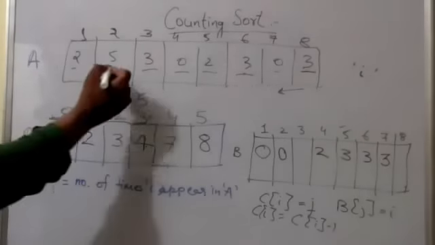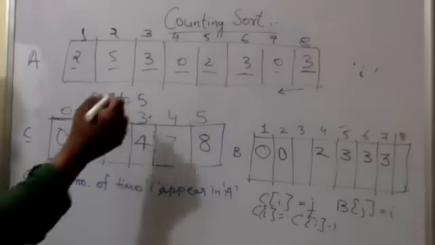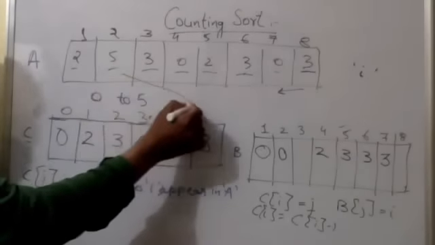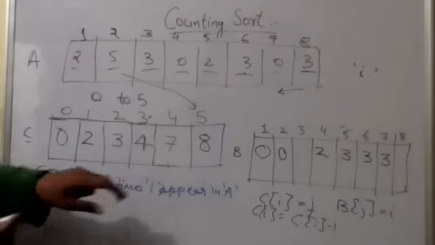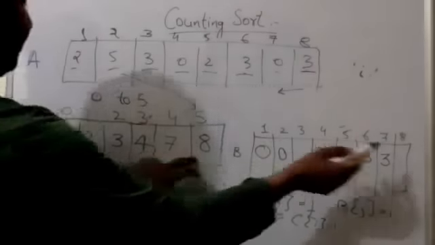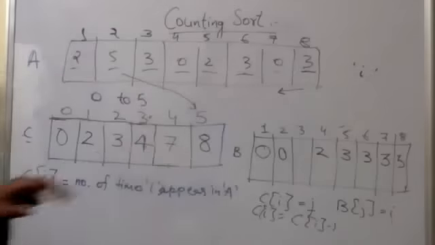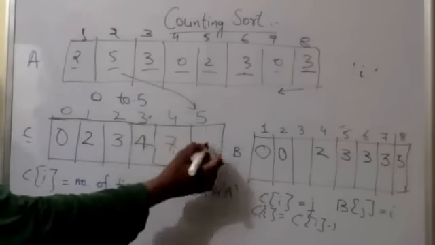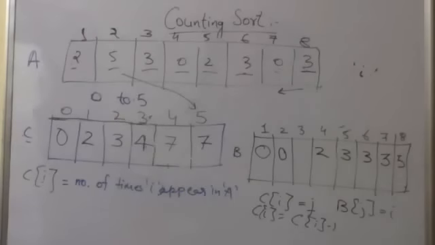Now the next element is 5, right? Now the value stored at index 5 in array C is 8. So at index 8 in array B we will store the value 5, right? And we will decrease this value stored at index 5 by 1. So it will become 7, right?